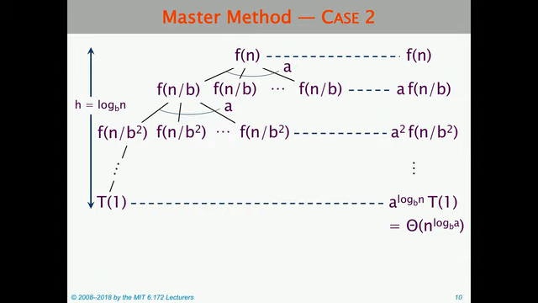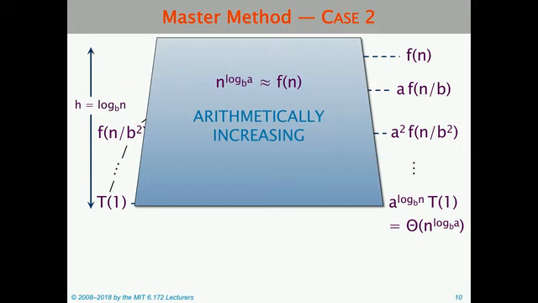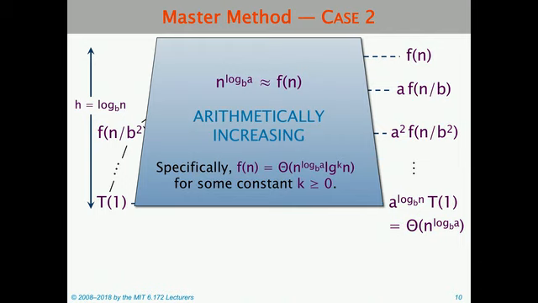Now, case two is the situation where n to the log base b of a is approximately equal to f of n. They're very similar in growth. Specifically, we're going to look at the case where f of n is n to the log base b of a times a polylogarithmic factor, log to the k of n, for some constant k greater than or equal to 0. That greater than or equal to 0 is very important. You can't do this for negative k. Even though negative k is defined and meaningful, this is not the answer when k is negative.